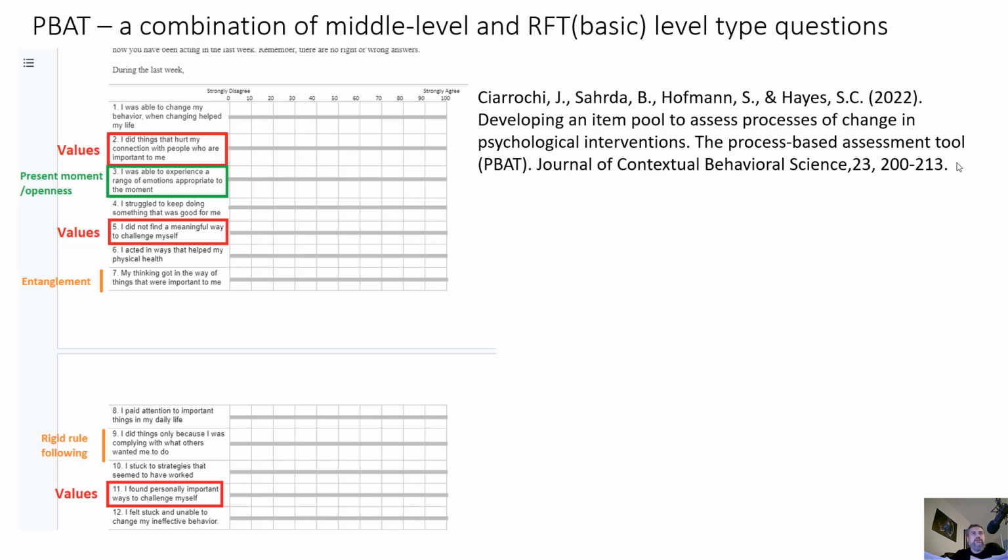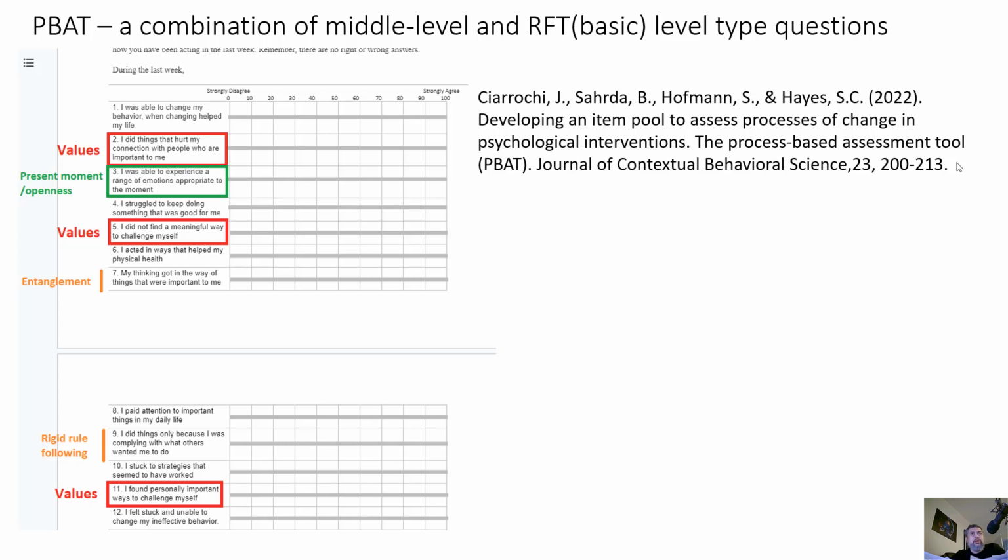You can see it's touching on present moment, openness stuff. So it's talking about things that are meaningful, like "I was less able to experience a range of emotions appropriate to the moment." So it's like present moment openness. But it also touched on more RFT based concepts like entanglement: "My thinking got in the way of things that were important to me." So again, that's importance, that's values orientation, but it's talking directly about thinking.